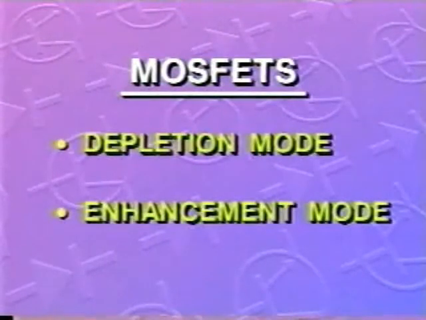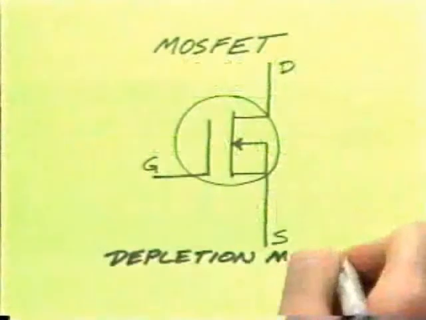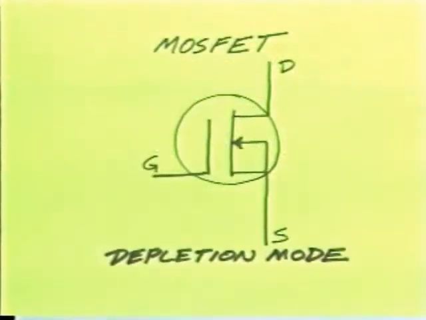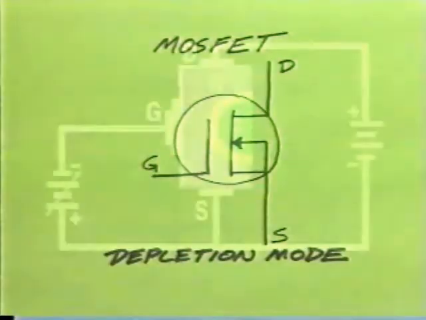There are two main types of MOSFETs, depletion mode and enhancement mode. For both types, there are N-channel and P-channel configurations. Here's the schematic symbol for the N-channel depletion mode MOSFET. Let's look at a sample circuit that uses one.